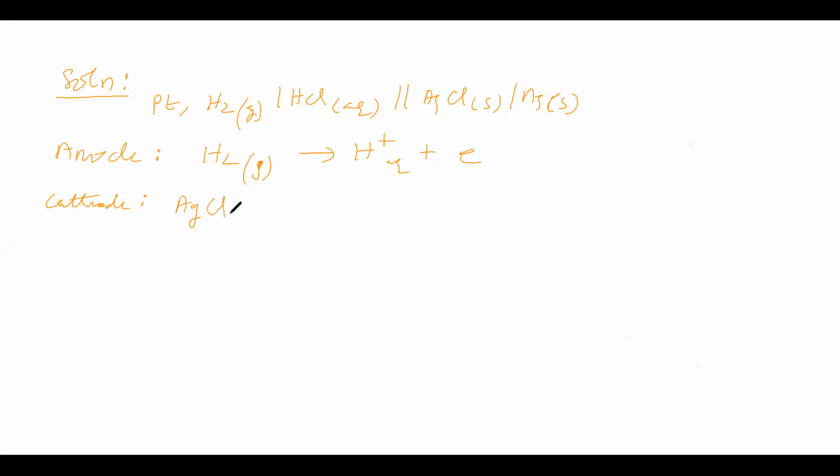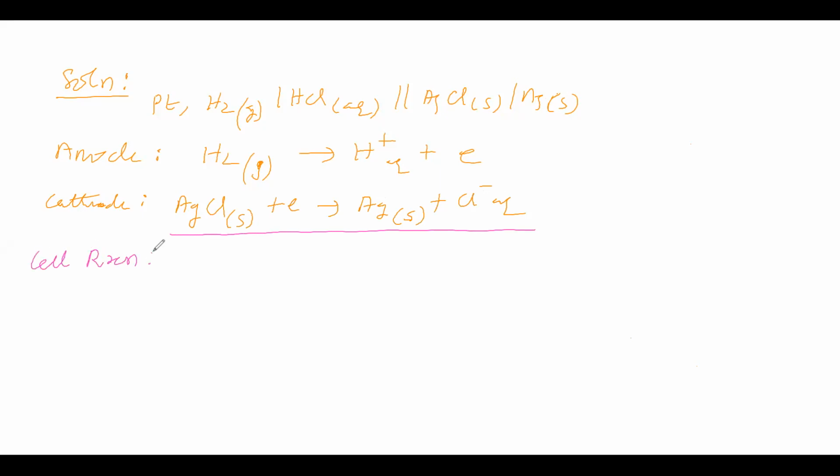So AgCl: in the AgCl, Ag plus is there. Ag plus takes an electron and becomes Ag. In AgCl, Cl minus is there. That Cl minus remains as it is in the solution. Now we will go for the cell reaction.